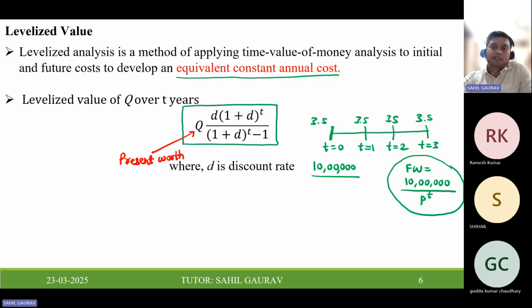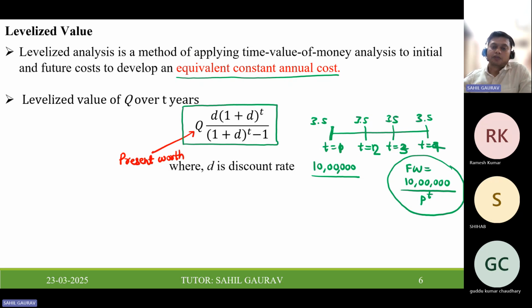So in levelized cost, like here I have shown you, initially we have 10 lakh money. One strategy is that you invest 10 lakh right now. Another strategy is that you invest an equal amount for this number of periods. Don't write this as 0. Take it as 1, 2, 3, 4. So 4 years of time.